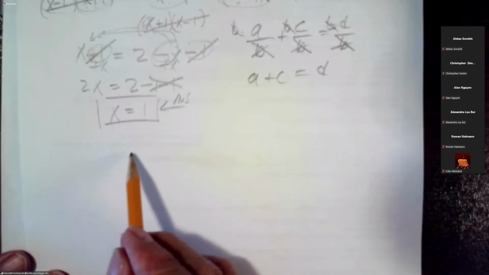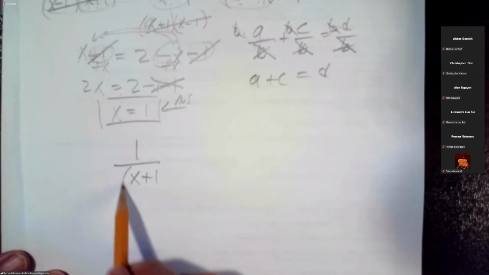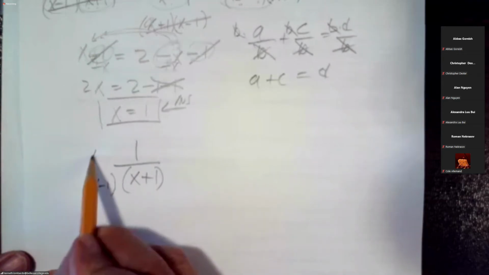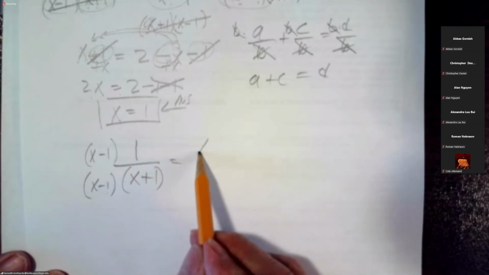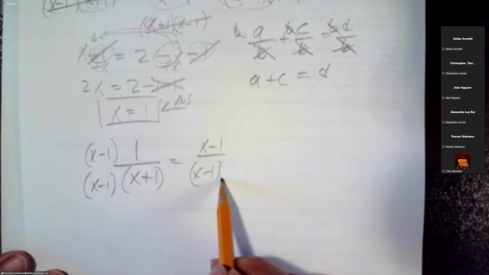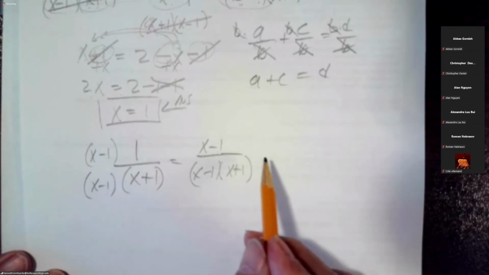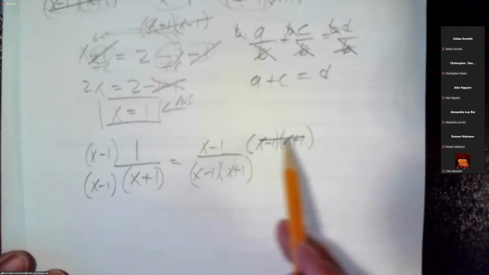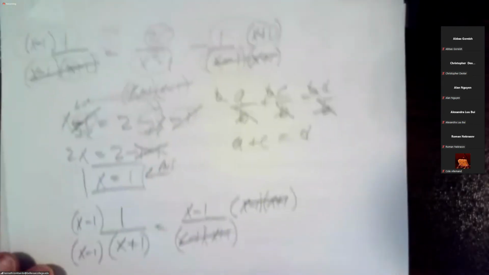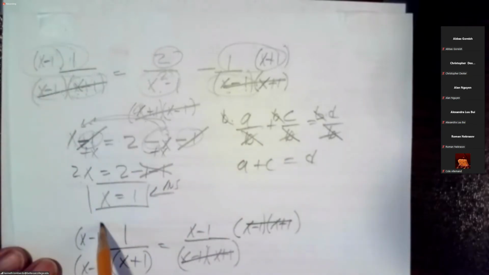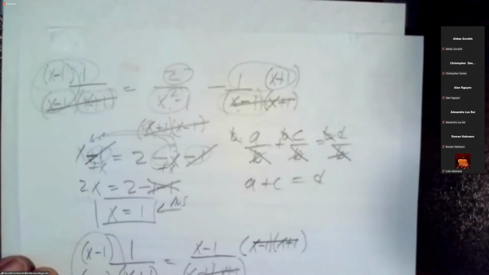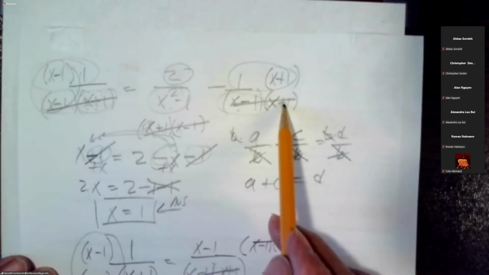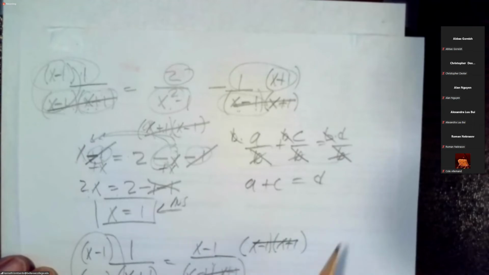So maybe let's just take the first term, x over x plus 1. If I multiply the denominator by x minus 1, then I have to multiply the numerator by x minus 1. Now I haven't changed anything. So I have x minus 1 over x minus 1 times x plus 1. Now, if I were to multiply this thing by x minus 1 times x plus 1, this cancels this, doesn't it? So those are the two steps that we're doing here. Creating a common denominator, which is this value, and eliminating the common denominator. That's what we did here. That's what we did here.